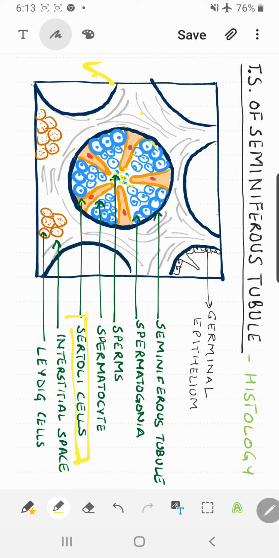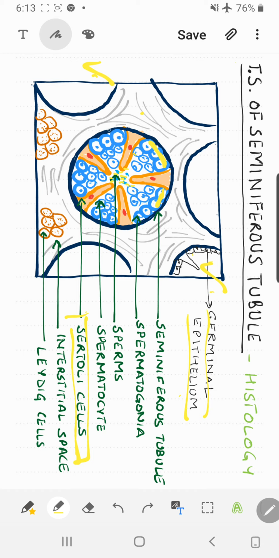Another thing is the outer layer. I have not drawn it here, but in this diagram that outer layer is known as the germinal epithelium. That means the seminiferous tubule has an outer lining known as germinal epithelium. Why are we calling it germinal epithelium? Any surface whose cells are responsible for producing the germ cells in future is known as germinal epithelium. Germ cells refer to the gametes only, the cells which are going to produce the future gamete, right?